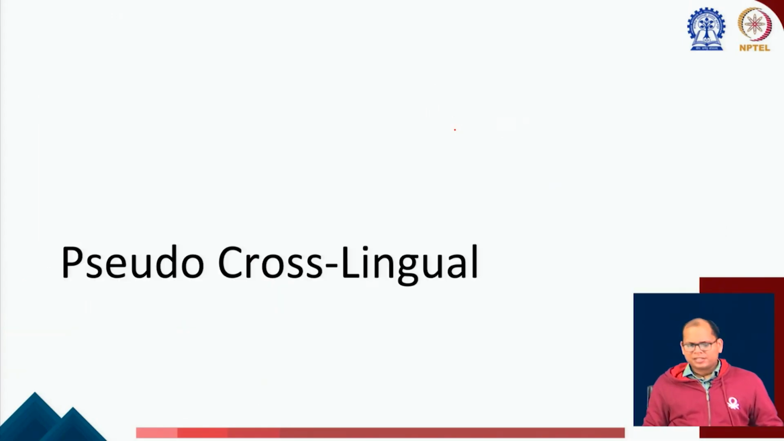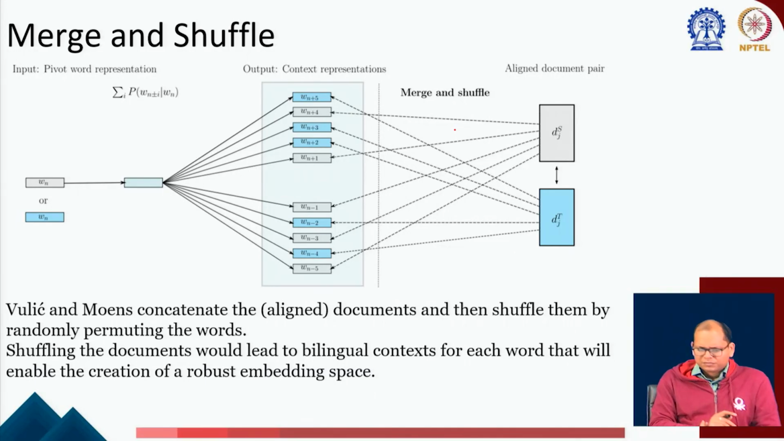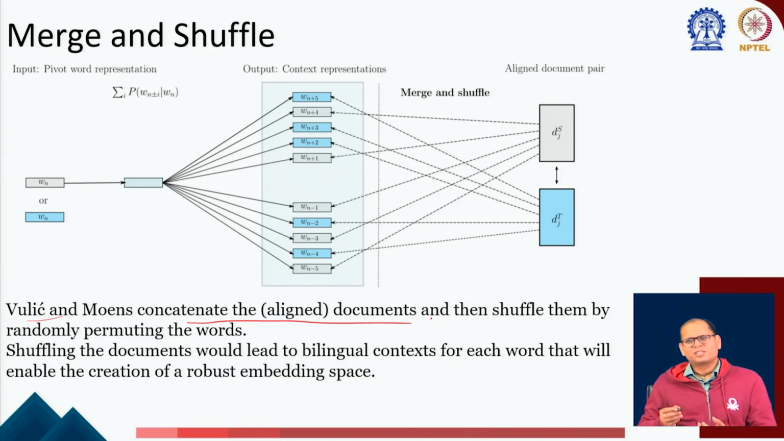Now, there are some methods that are pseudo-cross-lingual. So, this is again a very nice method from Vulić. So, what they did, you have some pseudo aligned data set. Like you can take Wikipedia and you have articles in 2 different languages on the same topic. So, what they will do, they will concatenate these documents that are on the same topic, and then shuffle them, so that the words across languages are mixed. So, you shuffle them by randomly permuting the words.